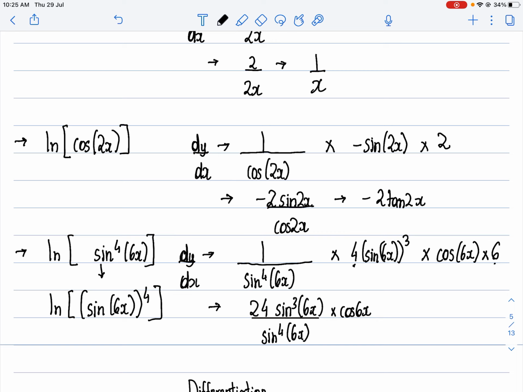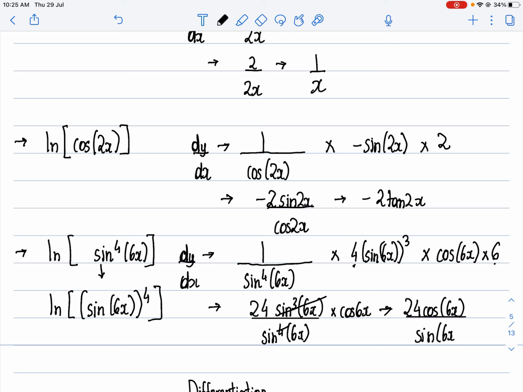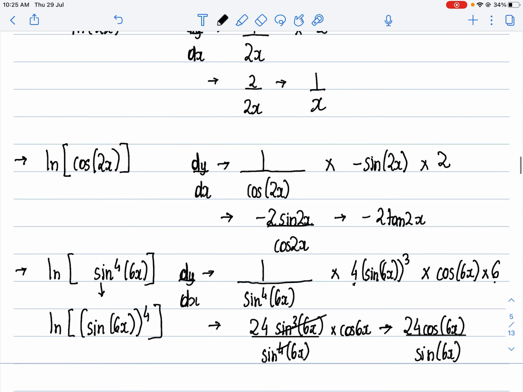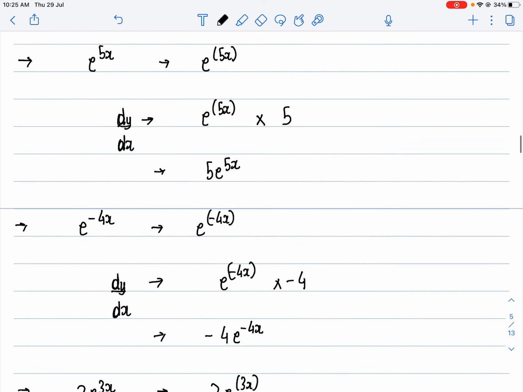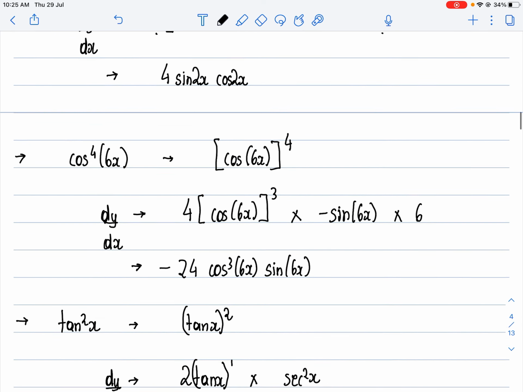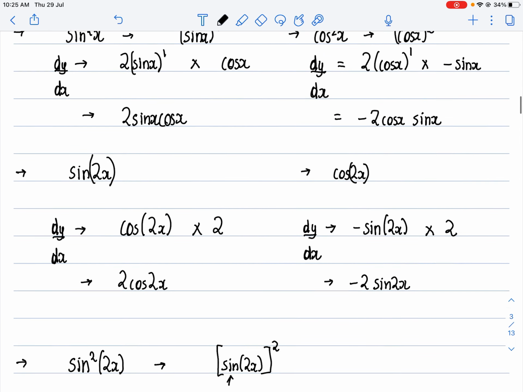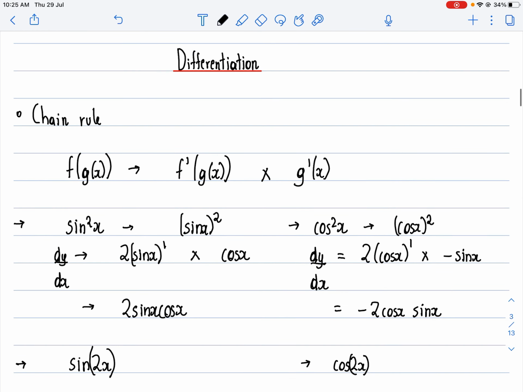Now finally I can cancel this and cancel this to write this as 24 cos 6x divided by sine 6x, which is the final answer. So this was the formula for the chain rule. Sorry, I got cramped up a little bit in the end because I was running out of space.